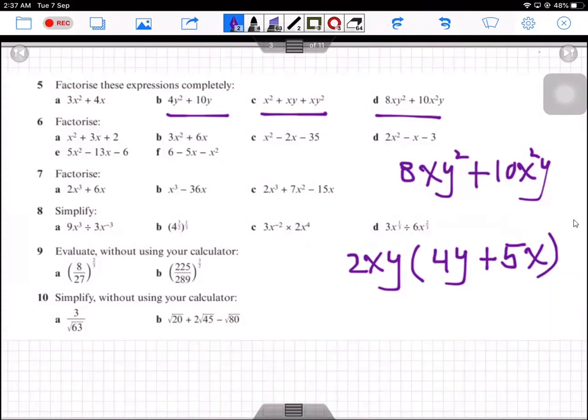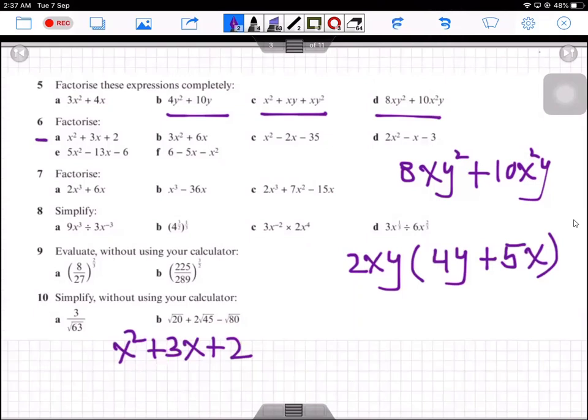Then we have question number 6. We need to factorize these quadratic expressions. So I'm doing part A first: x square plus 3x plus 2. Basically, the factors are made of a multiplied by c, and this sign tells us that we have to add the factors, and even after the addition, the middle term is supposed to be positive 3.